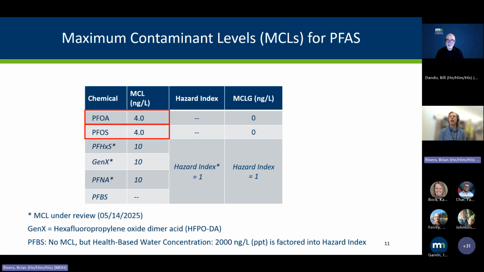We also have something known as the MCLG, and that is just an idealized standard. It's more or less like, in a perfect world, if we had all the money and time and technology to throw at this problem, what would the ideal concentration of PFAS be in the water? And as you can see, for PFOA and PFOS, that would be no PFAS in the water. So keep that in mind as we go forward.